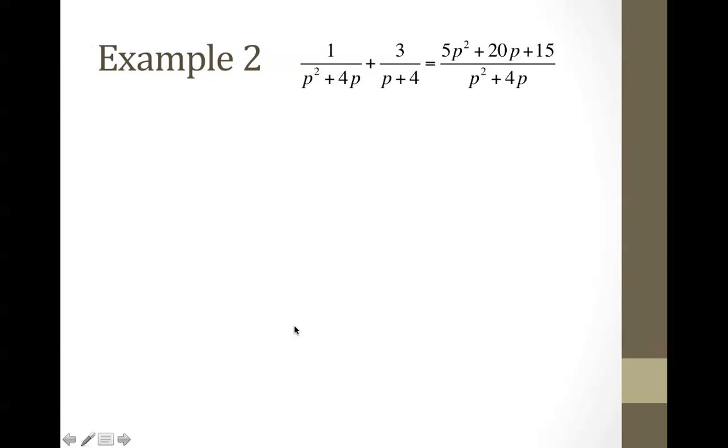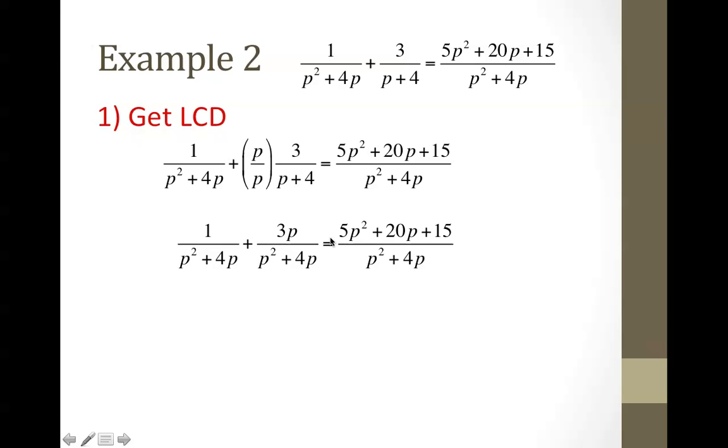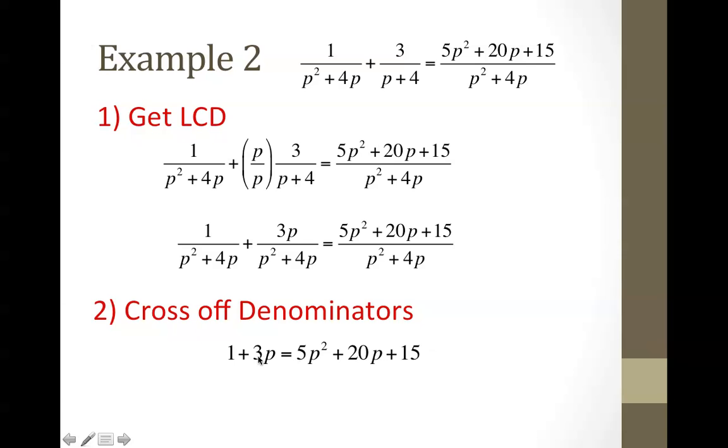Let's look at a second example that's slightly more difficult. We want to take this and get a least common denominator. So we want to look at the second fraction here and see how that denominator is different from the original. And if I get a p on the second fraction here, on top and bottom, that would get me a least common denominator of p squared plus 4p. And that would be the same in all three fractions. Now, since all the denominators are the same, we can cross them off and just look at the remaining numerator equation, which would be 1 plus 3p equals 5p squared plus 20p plus 15, which I have written down here.